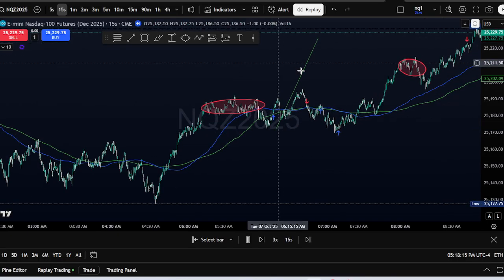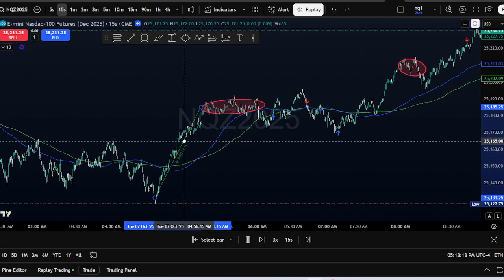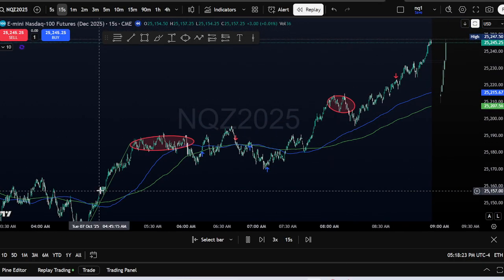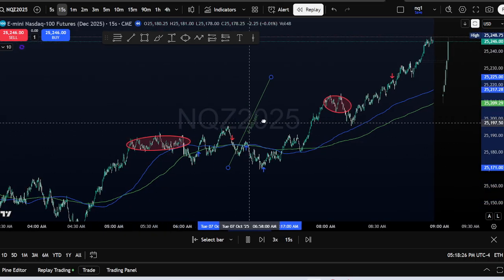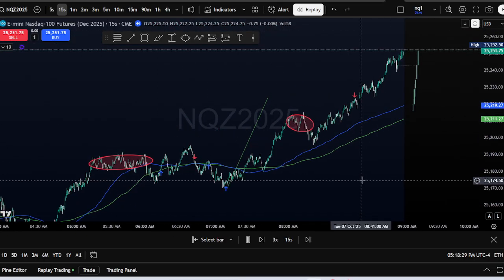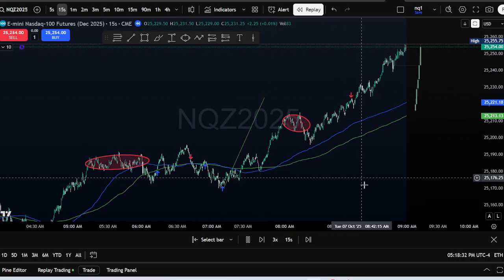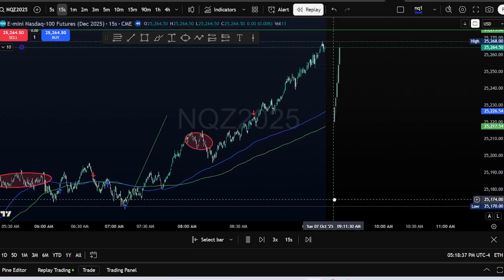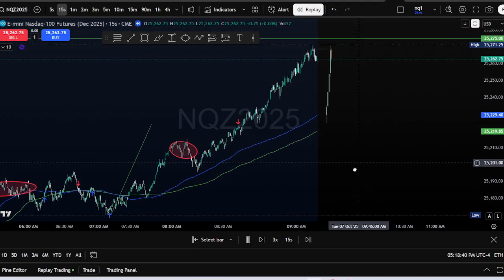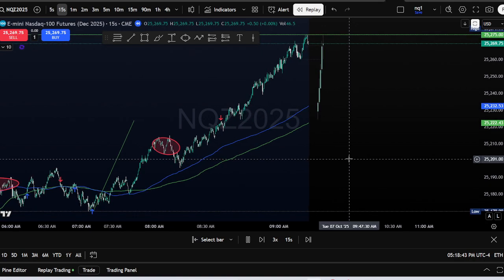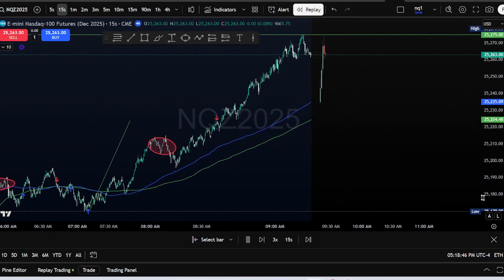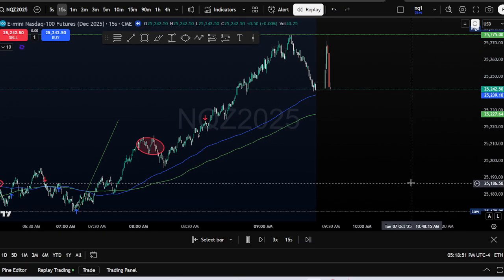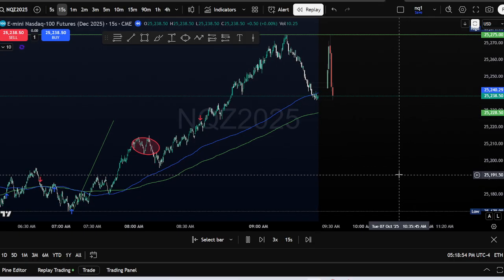And what I do with those is I just pull the leg that made the pattern, and I put it at the low of what the pattern is, and that gives me a good projected target to aim for. Okay, let's see what open does here, and then we can look to see if we can catch another one.